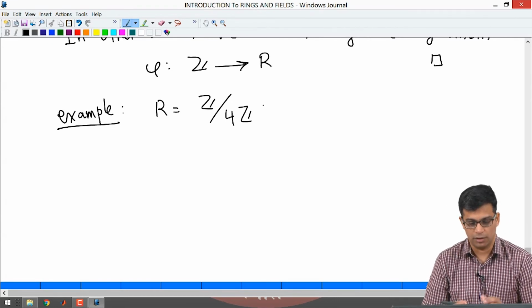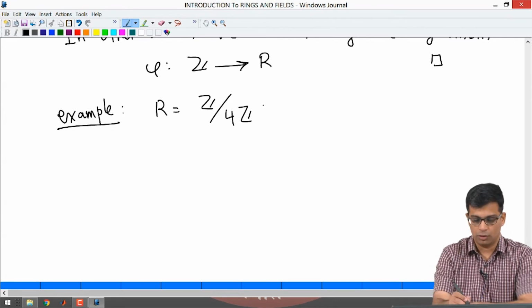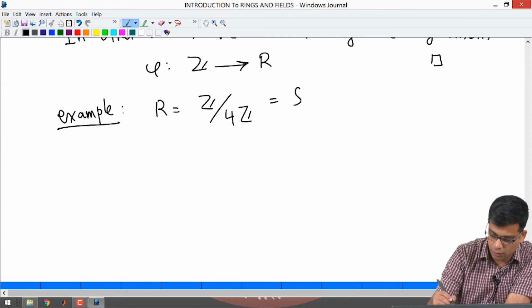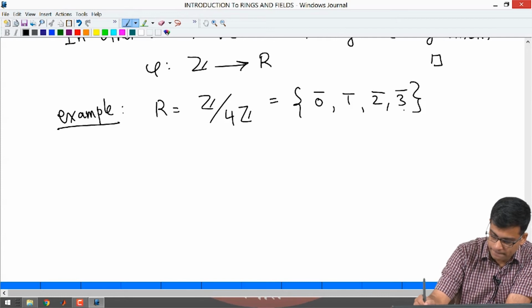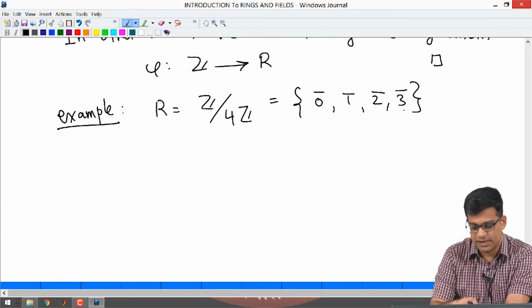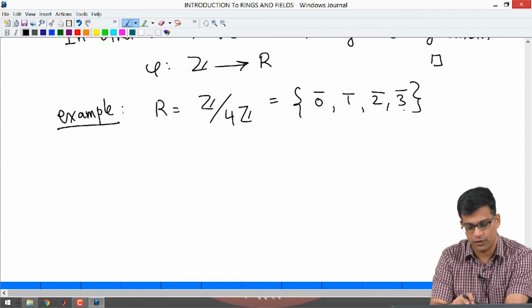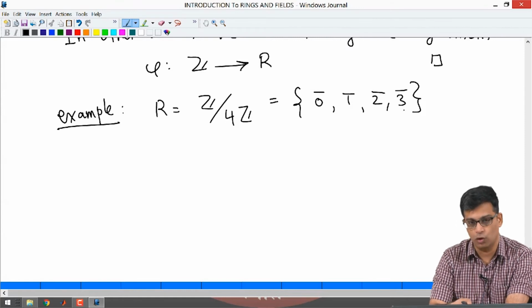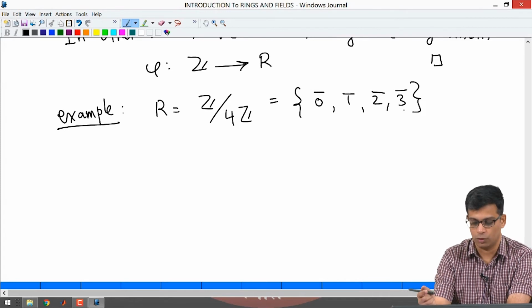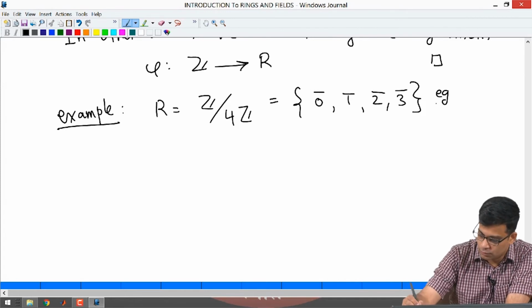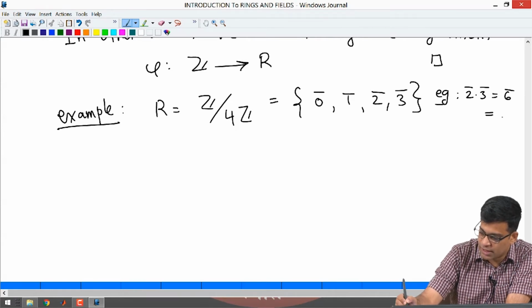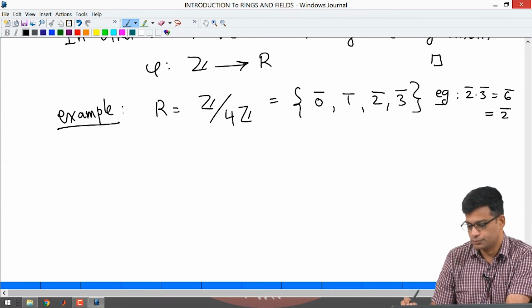Remember, in a previous video we learned how to give a ring structure to these cosets. You think of Z as an abelian group, 4Z is a subgroup of the abelian group, and you take the quotient group. It will have 4 elements, and on these you know how to multiply. I have told you how to multiply. So here, for example, 2 bar times 3 bar is 6 bar, which is actually 2 bar.